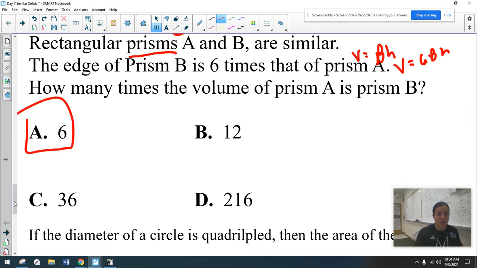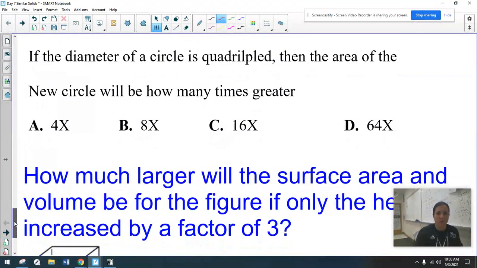Okay, and then one more normal one, and then I'm going to give you a little bit of a challenge at the end for some of you that like a challenge. All right, so it says the diameter of a circle is quadrupled. That means times by 4. Then the area of the new circle will be how many times greater? So area of the circle is pi r squared. So if you're doing it the shortcut way with the formula, the diameter is quadrupled. Again, use numbers if you get a little confused.